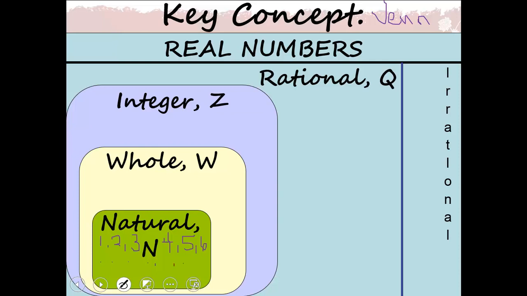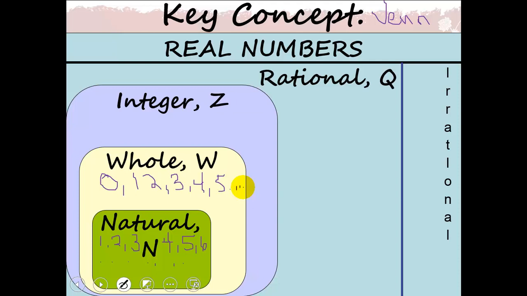Then, as soon as we add a 0 to the mix, that becomes the set of whole numbers. So notice that the naturals are contained completely inside the yellow box. So the whole numbers include all of the naturals and the number 0. So 5, and then it just keeps going. So every natural number is also a whole number.